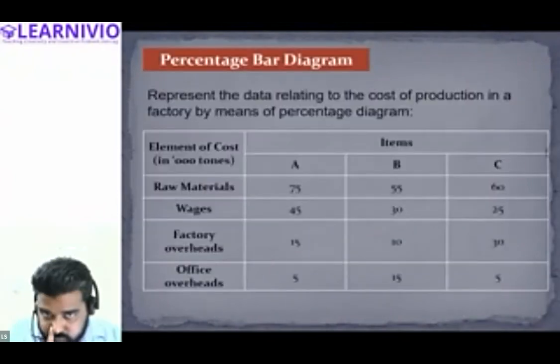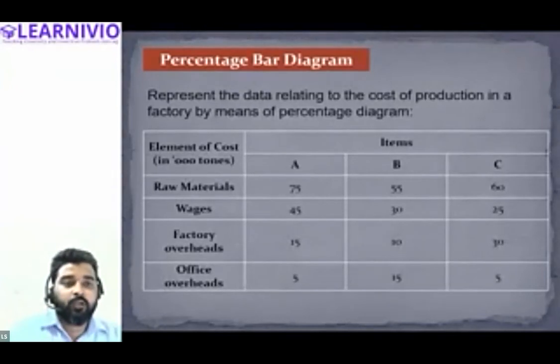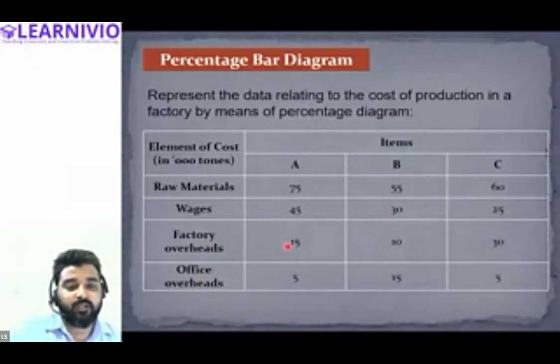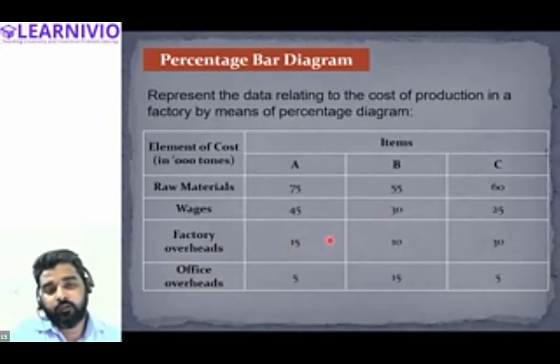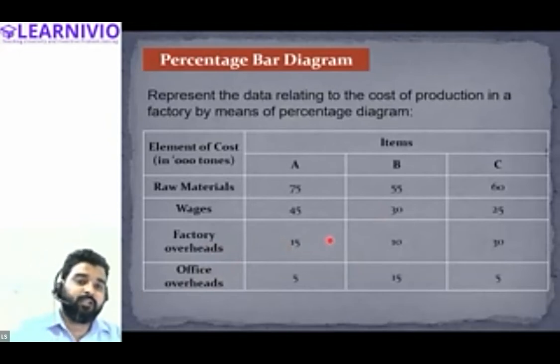So this is the information, guys, and with this information we have to prepare the percentage bar diagram. So this time we have the information regarding different costs. The following items are being produced: items A, B, C, D. A firm is producing these products A, B, C, and the costs incurred on these products are raw material, wages, factory overheads, office overheads. All of these are expenses regarding different products. Now, using this information, we have to prepare the percentage bar diagram.